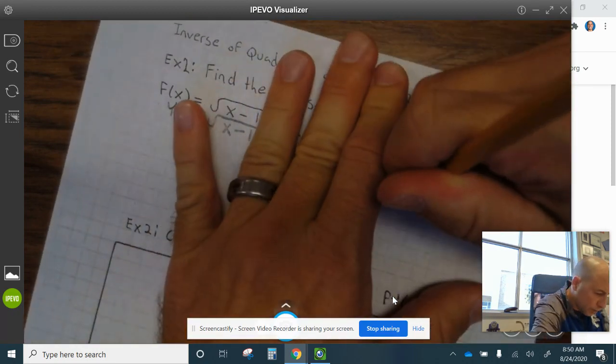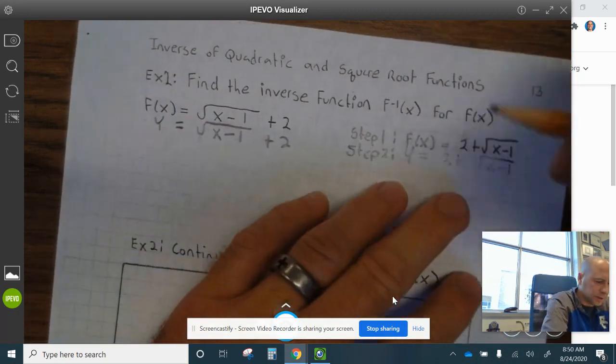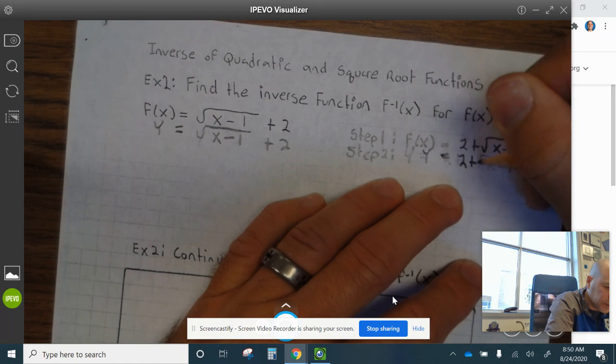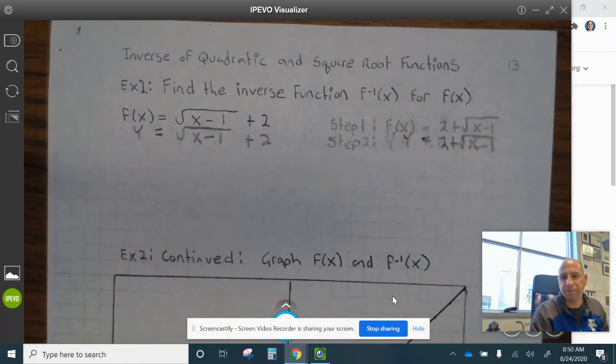Well, it just looks ugly. I'm sorry, that might not bother you, but it's bothering me right now. Let me line these up so they look nice. Y equals 2 plus the square root of x minus 1. That looks much better.